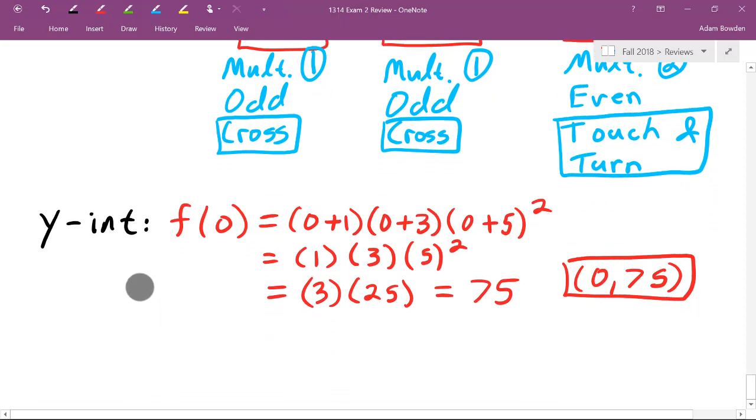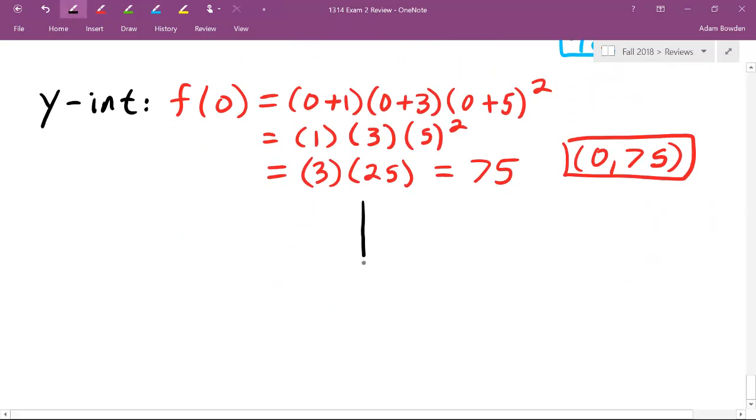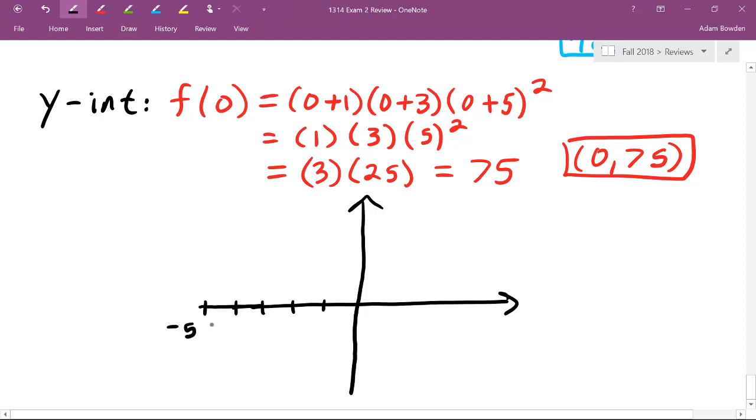Now we've got all the stuff we need to draw the graph. So we'll scroll down here, lay it out with our intercepts. Intercepts are all negative numbers. We got -5 here, -3, and -1 for our x-intercept. We'll just make a mark up here in the y-intercept and call it the 75.